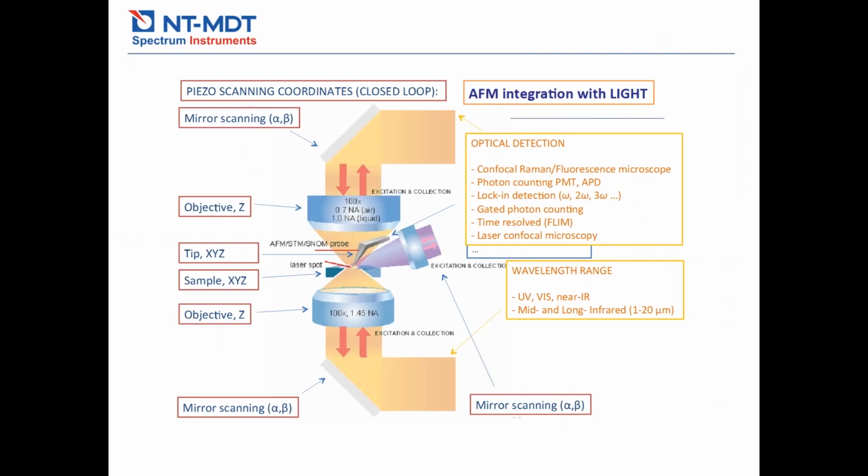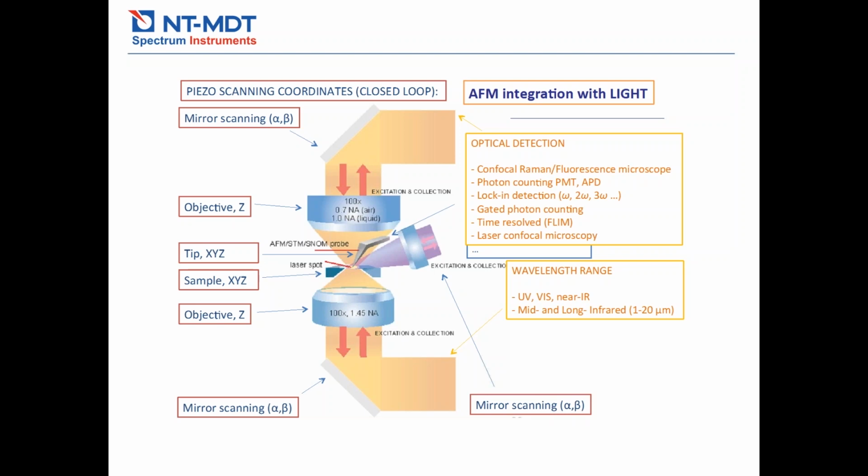So from the hardware point of view, to make these experiments, it is important, first of all, to provide the optical access from any possible directions within the instrument. So there is a sample and the AFM probe, and we need to give to the light the way from the top, from the bottom, and from the side.